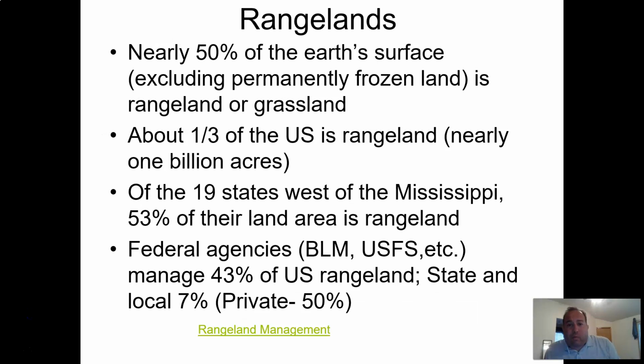So why talk about rangelands? Why have rangelands and rangeland management be one of the bigger issues in natural resources? And the real answer is because 50% of the Earth's surface falls into this category of rangelands, and about a third of the U.S., which is 1 billion acres or so, falls into the category of rangeland. And the majority of land west of the Mississippi in the United States is rangeland. And it's about half owned by the government, or half managed by the government, and half owned by private citizens. And I've got a video down here at the bottom for you to click on.